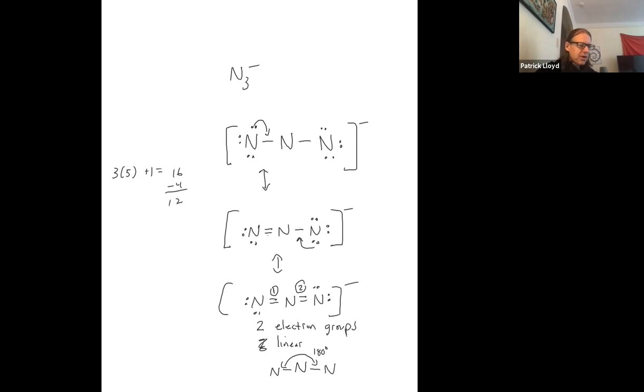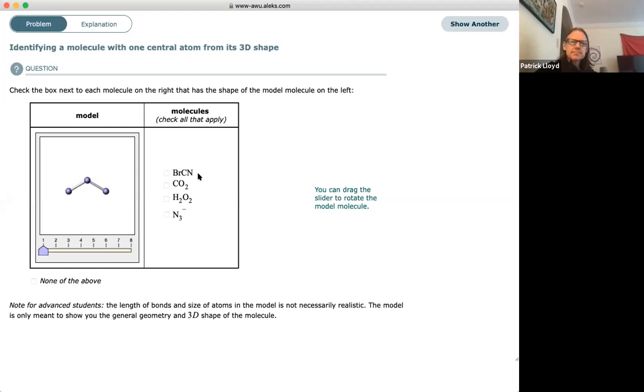Okay, here's another problem. So let me stop share here. Let me share this one. Different, interesting problem here. The software engineers put together something they thought was fun. You want to identify a molecule with one central atom in its 3D shape.